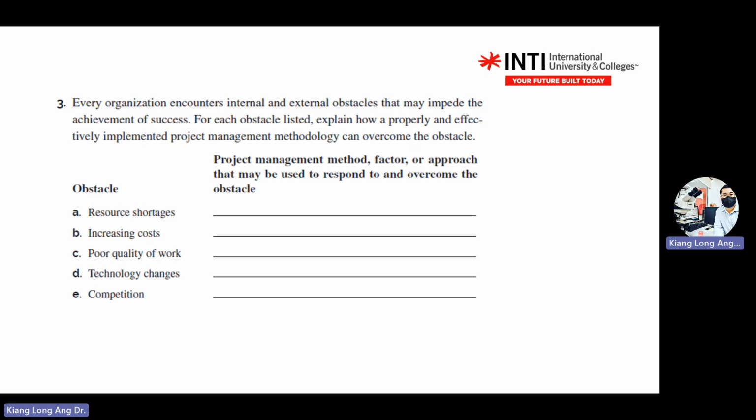What happens if in the middle of the project you have competition? Suddenly, your competitor talks to the customers. They say we can offer better service. What do you do? You do trade-off analysis. When you have competition, that also means there is a window for negotiation. So you do trade-off analysis.